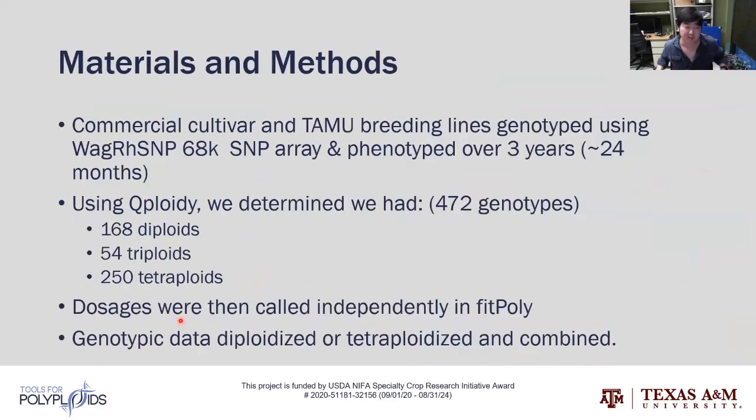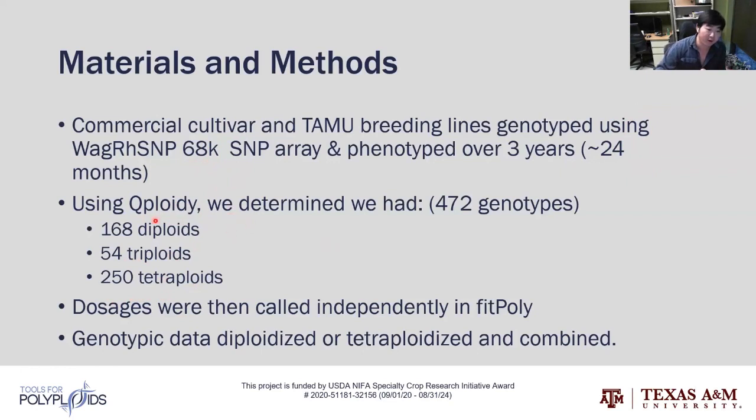So, some materials and methods. We planted back, I think in around 2014 or 2015, a GWAS panel, and it had roughly about 500 individuals, and there were TAMU breeding lines and commercial cultivars, and they were phenotyped over the course of 3 years, only during the growing season. So there was a phenotype for every month over the course of 24 months. And we genotyped them using the 68K SNP array and using Q-Ploidy, that software that Chris explained yesterday. We figured out that we had 168 diploids, 54 triploids, and 250 tetraploids.